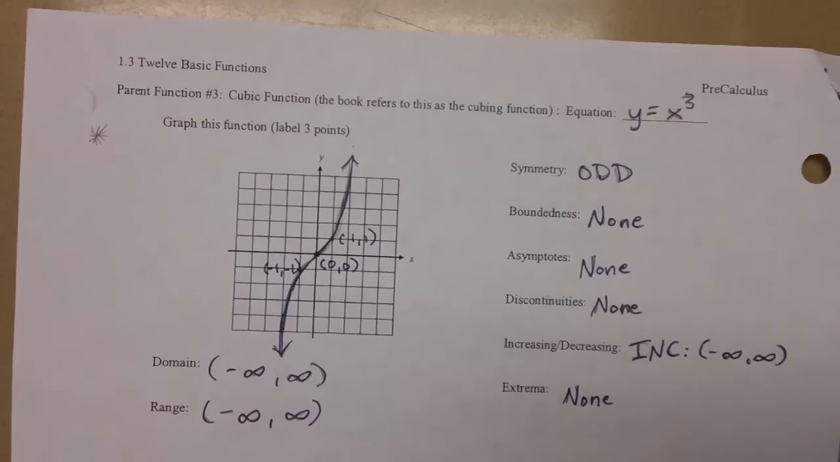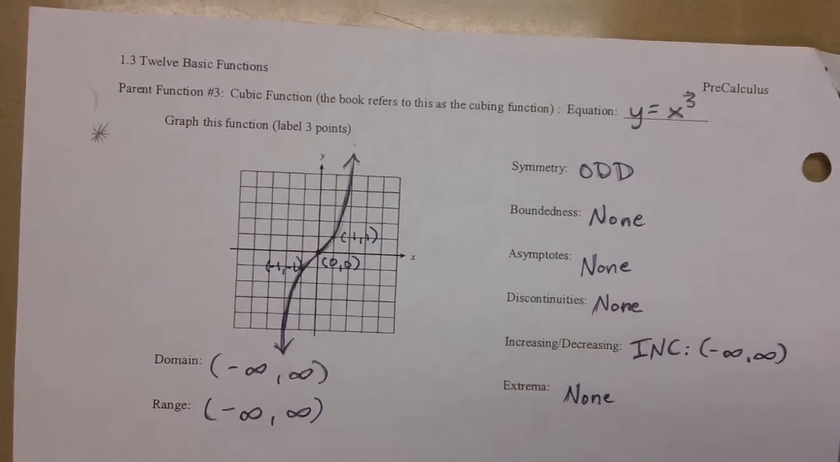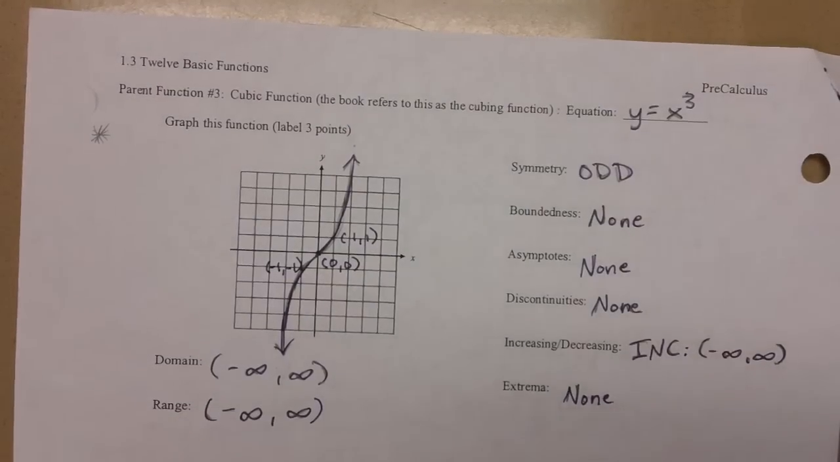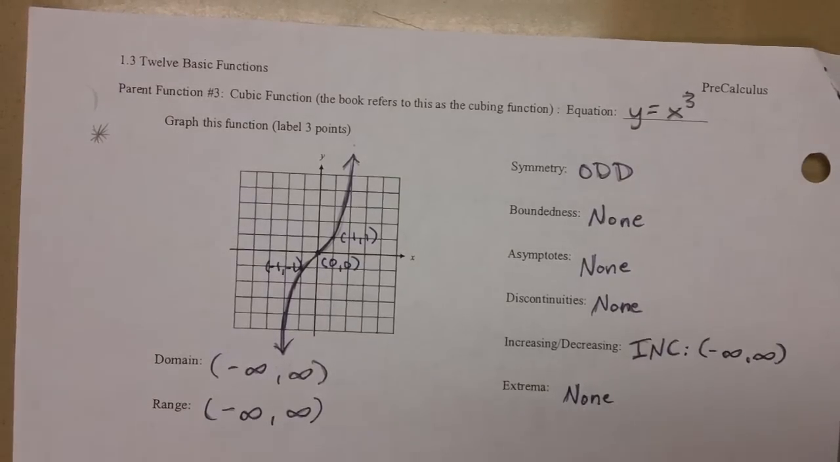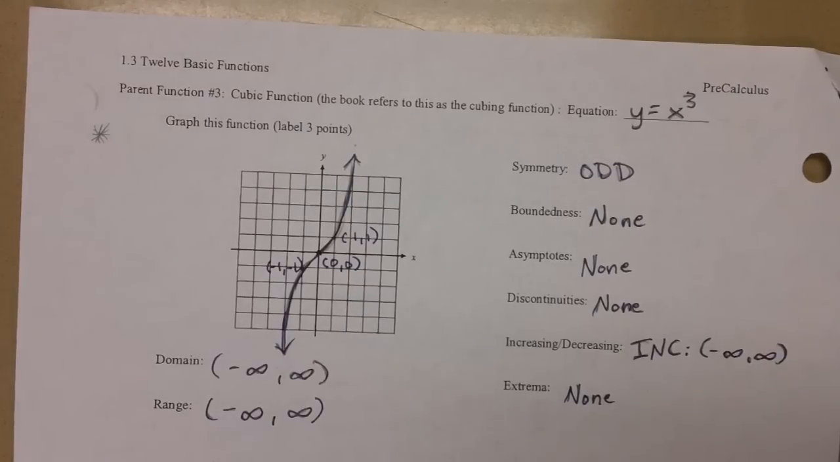And we represent this cubic function with f of x equals x cubed. The domain and the range is the set of all real numbers, negative infinity to infinity. The symmetry is odd, and there is no boundedness or asymptotes. f of x equals x cubed is increasing from negative infinity to infinity, and there are no extrema or discontinuities in the graph.